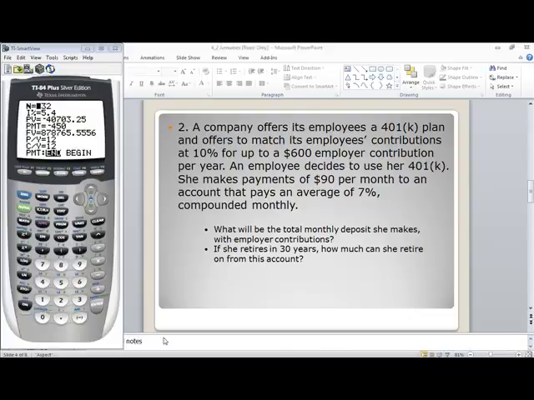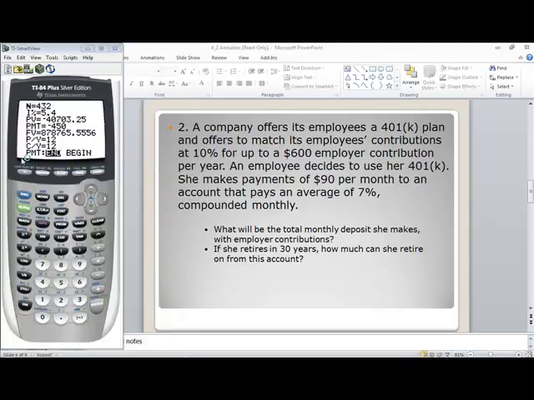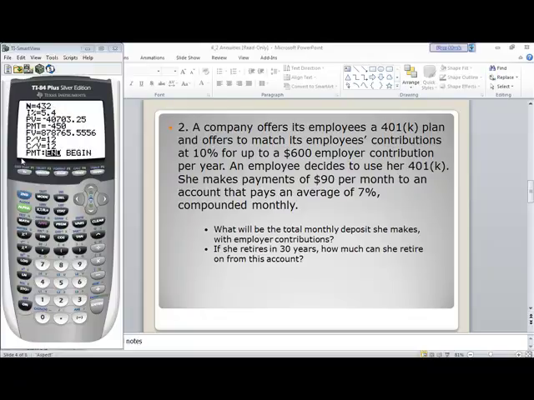Okay, so welcome back. We're going to do a part 2 video here of section 4.2 on annuities. We're going to take a look at an example, do some computations with this stuff.